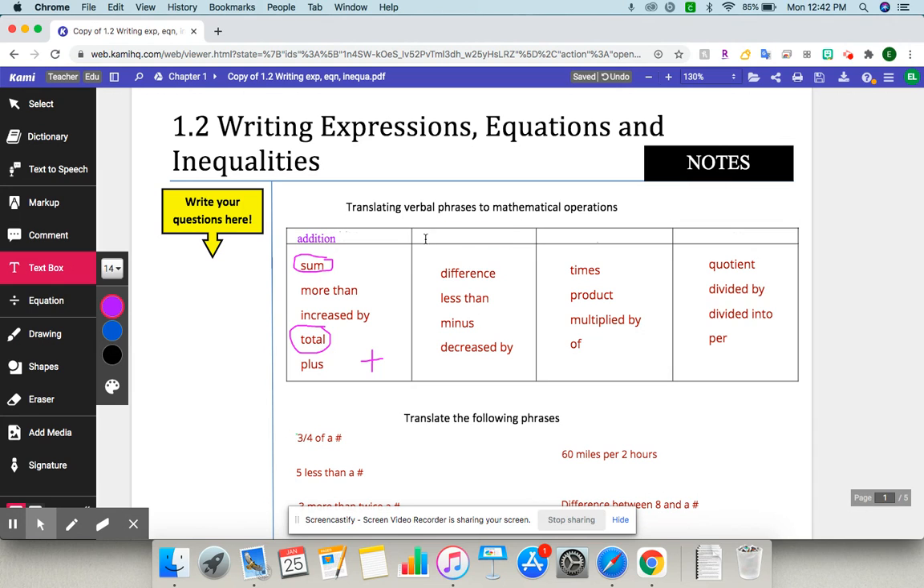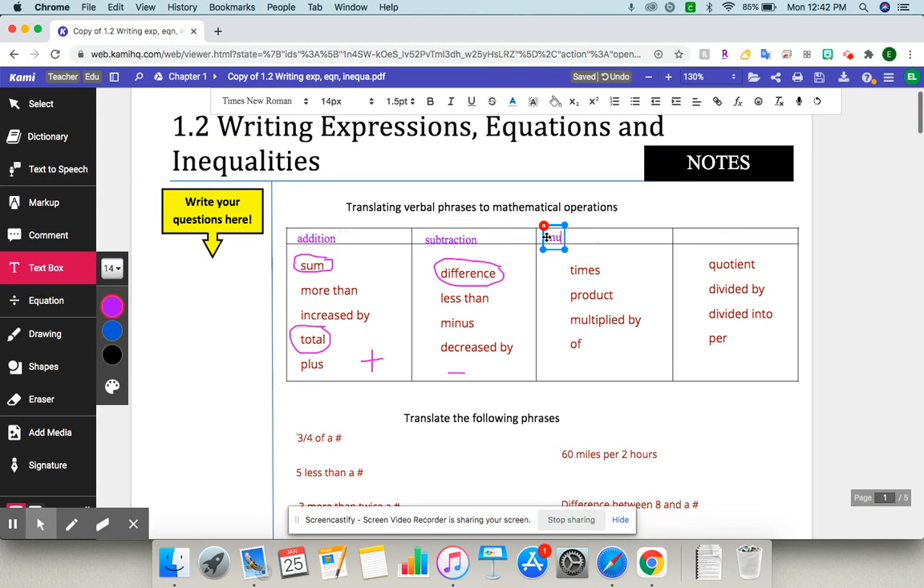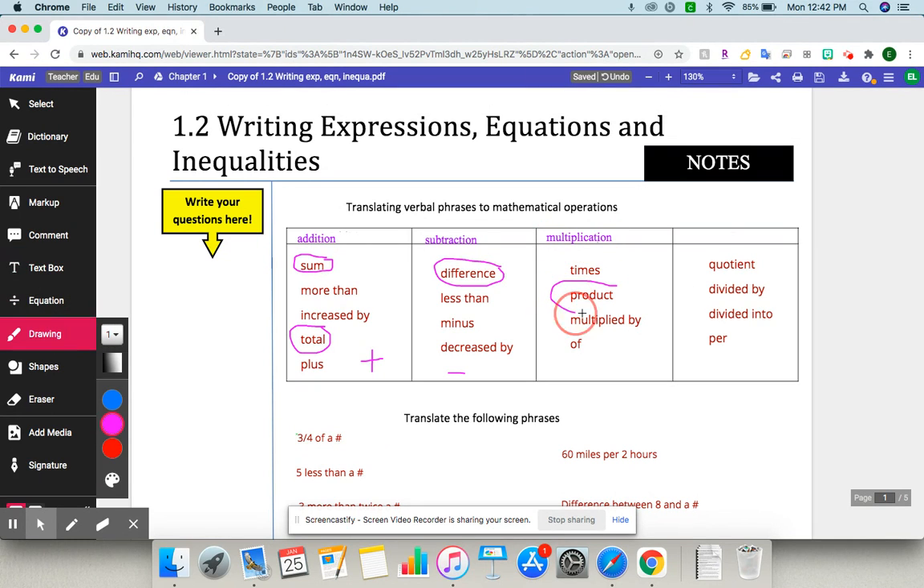The second group of words represents subtraction. And the result of subtraction is talking about the difference between two numbers. The third group of words represents the operation multiplication. The word product represents the result of multiplying two or more numbers or items.